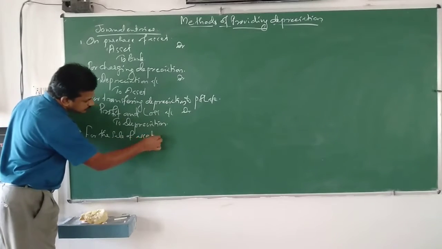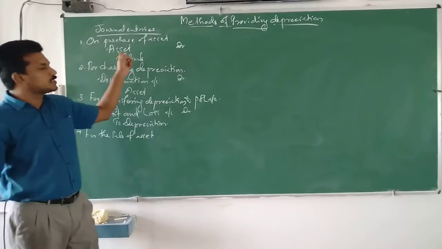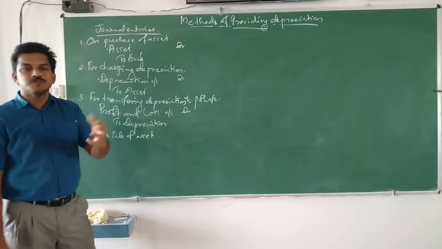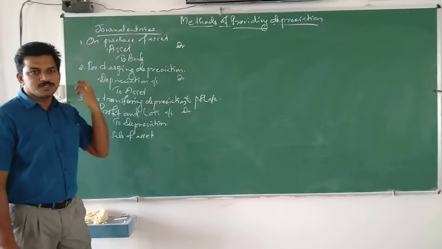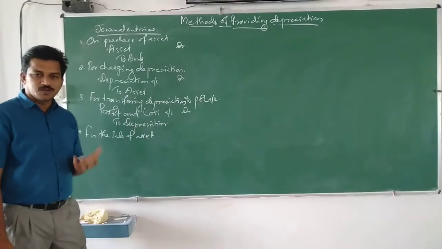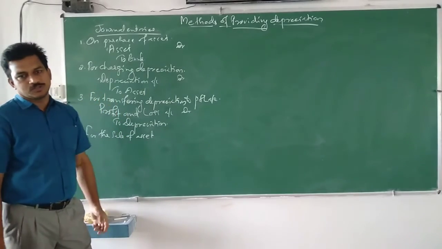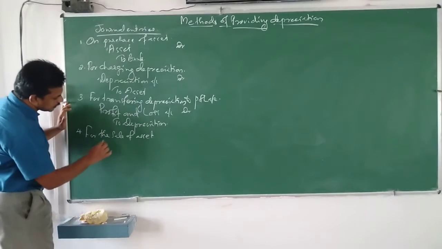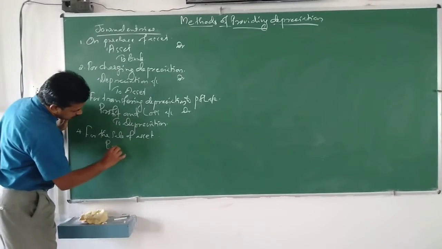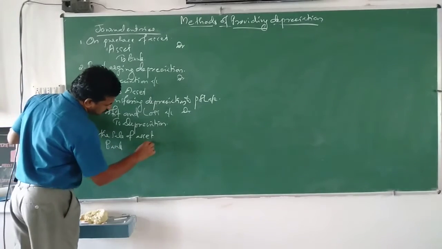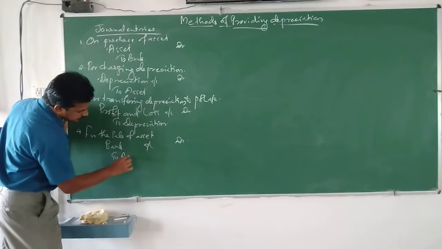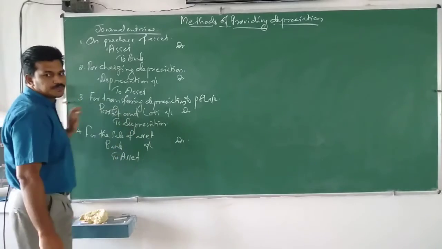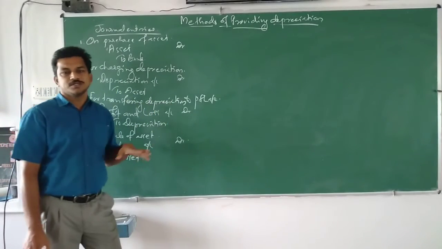For the sale of asset, its opposite entry will be written because we will get the cash and the asset will go out. Cash comes in, asset goes out. Debit what comes in, credit what goes out. So what will we write here? Bank account debtor to assets. Bank account debtor to assets.